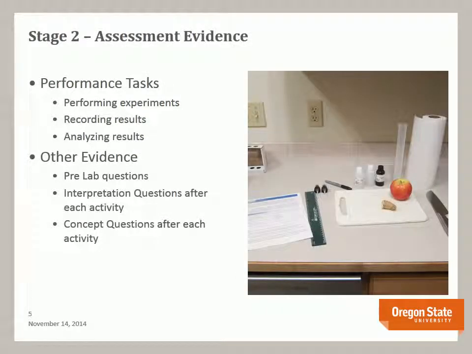The next stage is assessment evidence. These would be tasks that we would ask the student to perform in order to assess how well they understand the concepts. The performance tasks include things like performing the experiments, recording the results, and analyzing the results. Other evidence included in the lab are pre-lab questions, interpretation questions after each activity, as well as some more difficult concept questions after each activity.